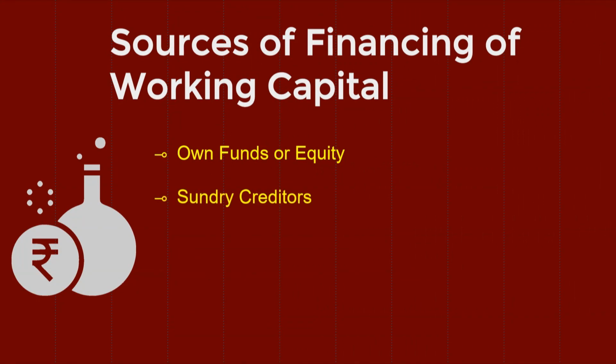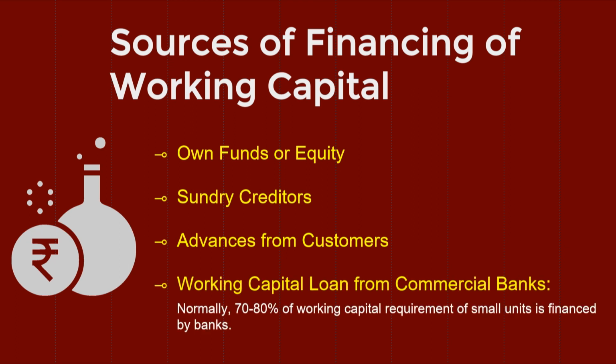Secondly, the sundry creditors: the credit available against the purchase of materials is used to meet the working capital needs. Next is advances from the customers. The money received as advance payments can be utilized to partly finance the working capital requirement. You can also take a working capital loan from the commercial banks. Commercial banks are the most popular sources of financing the working capital requirements of small scale units. Normally, 70 to 80% of the working capital requirement of small units is financed by the banks.